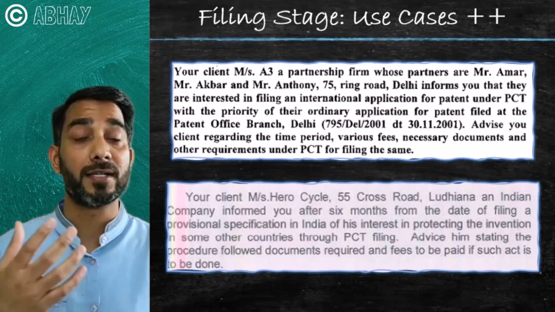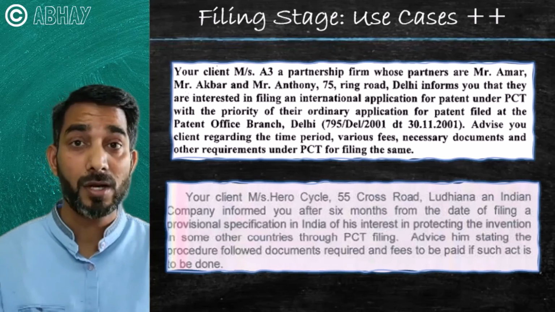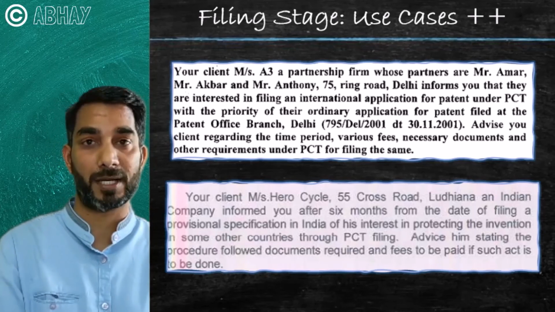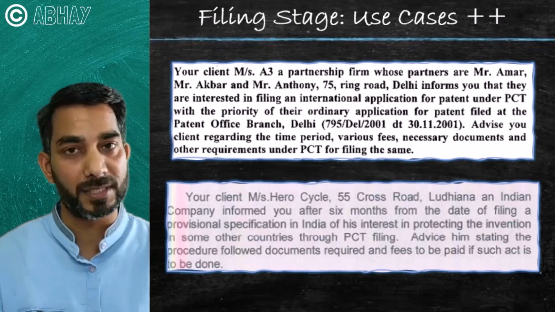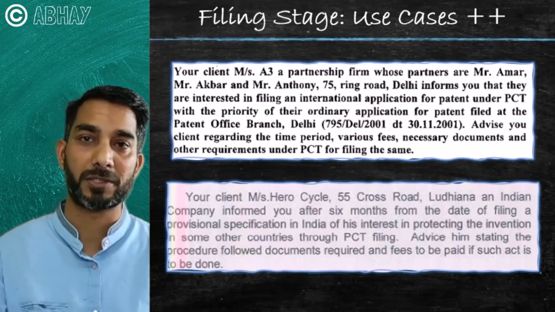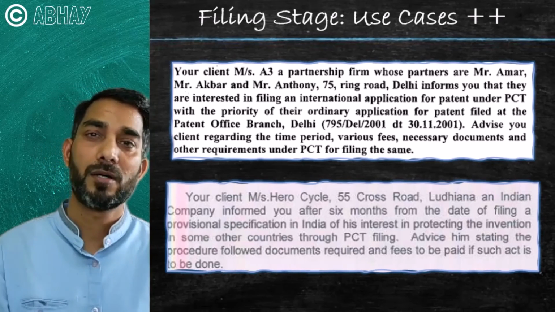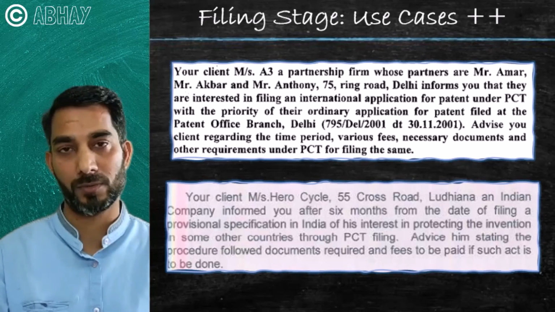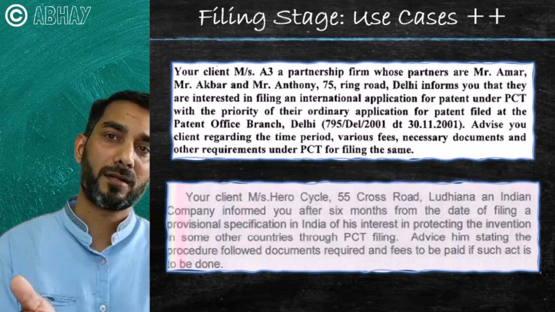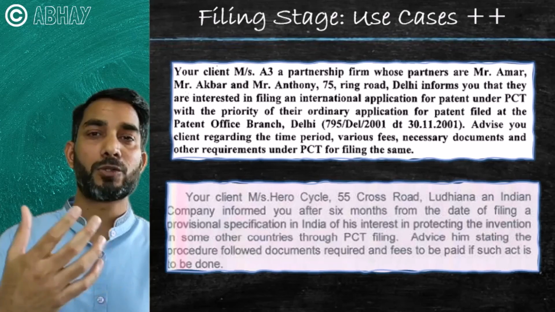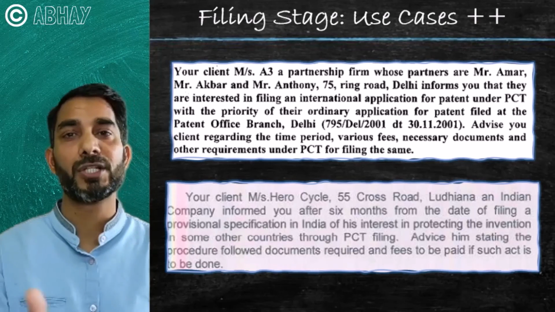Now that can be done by filing a regular Indian application along with filing a PCT application. Or you can directly file a PCT application, of course with a complete specification, claiming priority from the provisional application that was filed 6 months ago. From there, you can again provide details, the timelines, to enter the national phase in other countries.